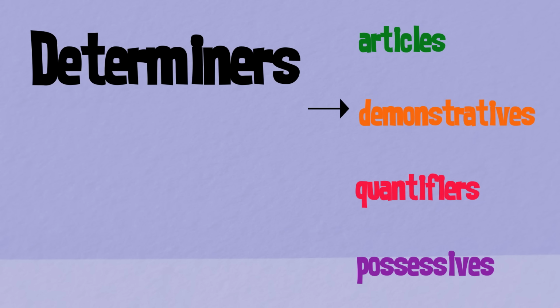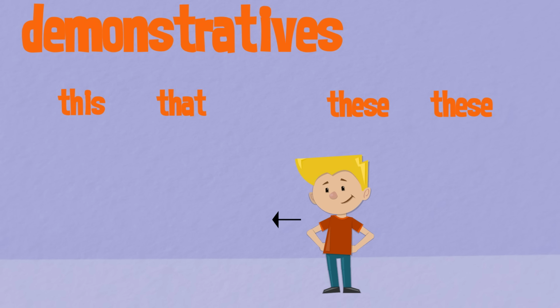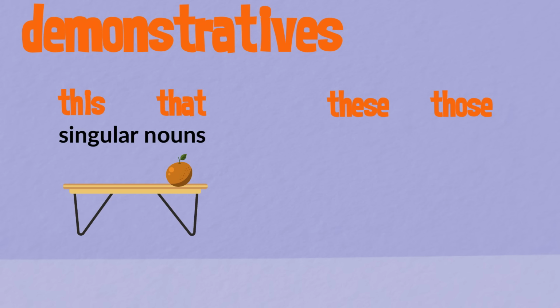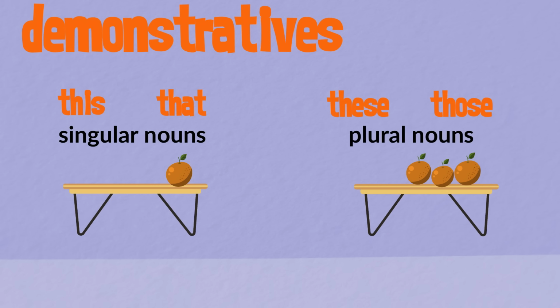Let's now look at a second type of determiner, demonstratives. The 4 most common demonstratives are this, that, these, and those. These words are generally used when the speaker is in close proximity to an object, and so they're even more specific than the definite article. This and that are used for singular nouns, whereas these and those are used for plural nouns.